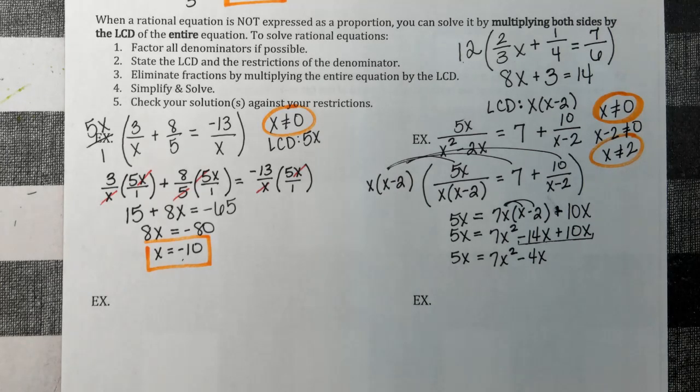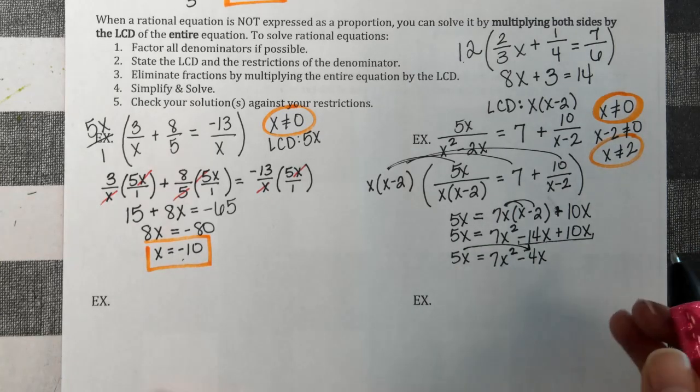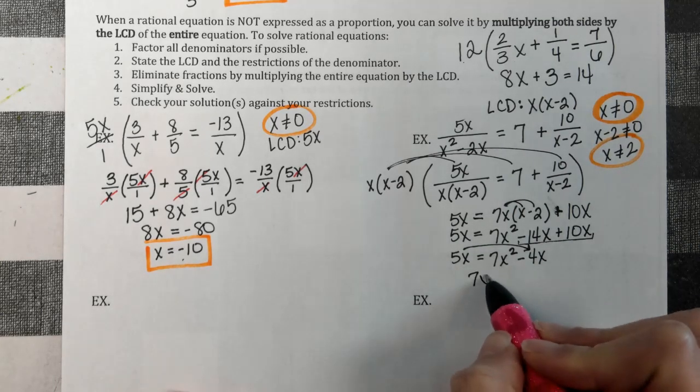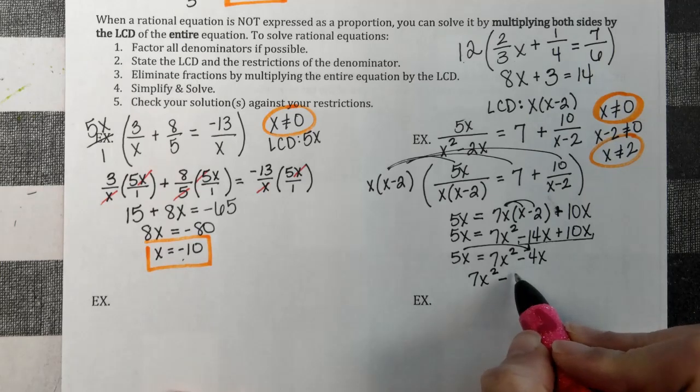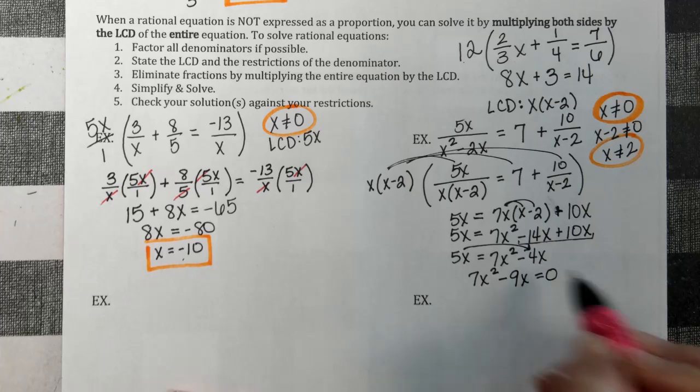What do you think I'm going to do with that? Anytime you have an x squared term, what are you typically going to do? You're going to typically factor it, so I need it in standard form. Okay? So I need to move that 5x over by subtracting. And that leaves me with 7x squared, negative 4 minus 5 is a negative 9x, and that is equal to 0.